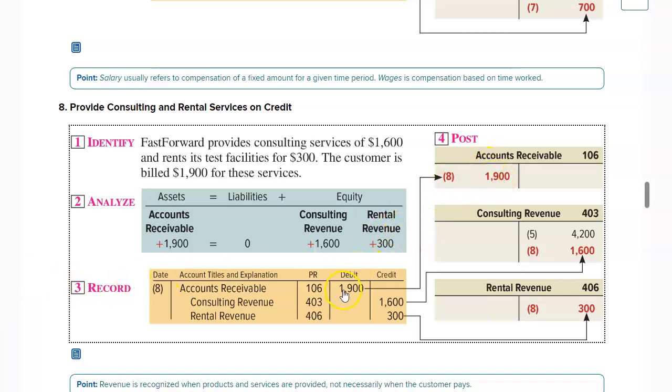$1,900 debit to accounts receivable. In the journal, go back and put the account number. $1,600 a credit to consulting revenue. Again, reference number 8. And then the account number back in the journal, and $300 posted to rental revenue. Again, referenced transaction number 8, and the account number is pulled back over to the journal.